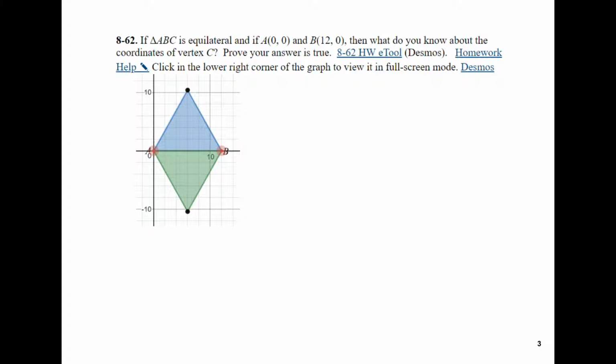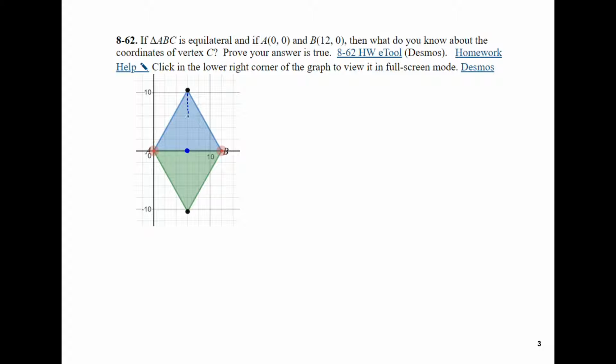8-62 says triangle ABC is an equilateral triangle. If A is at 0, 0 and B is at 12, 0, then what do you know about the coordinates of vertex C? Prove your answer is true. So looking at the picture below, I could have a triangle that is sitting up, or I could have a triangle that is sitting down. Knowing that it is an equilateral triangle and AB has a length of 12, I know that my vertex C is going to be directly above the ordered pair 6, 0.